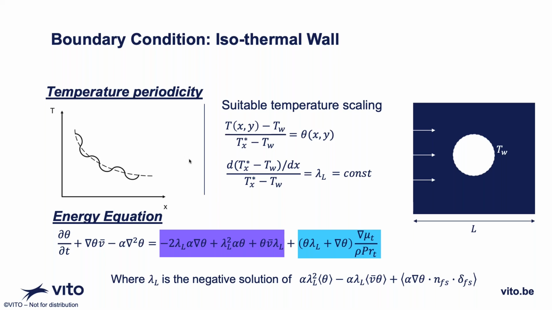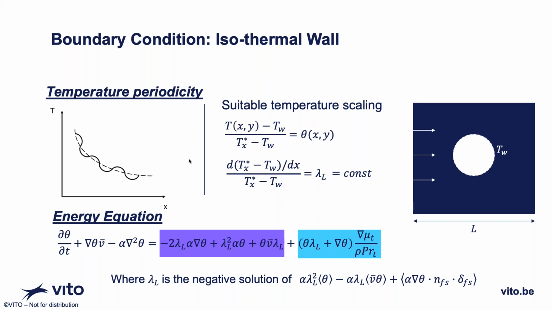This implies that the solution of the energy equation requires an iterative scheme, where we solve the energy equation assuming a given value of lambda. Once the solution of the theta field is converged, we calculate the terms of the quadratic equation to calculate lambda L. And with the new value of lambda L, we recalculate the temperature field, the theta field, the reduced temperature field till convergence is achieved.